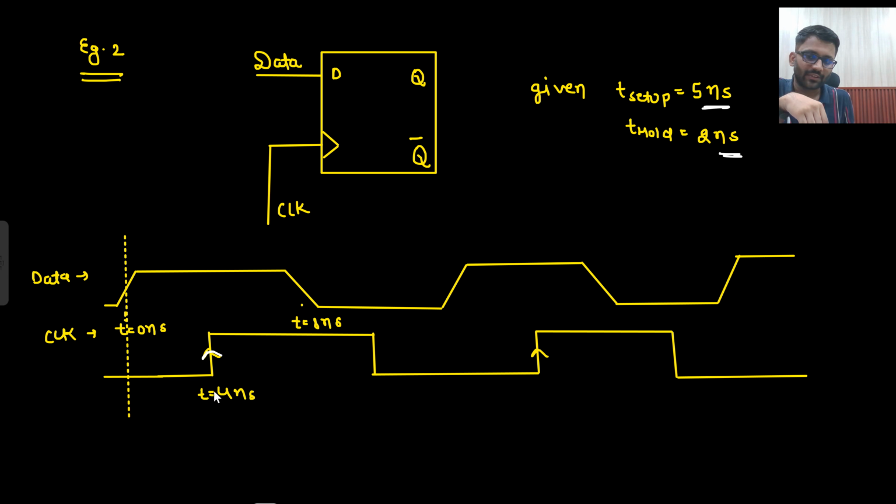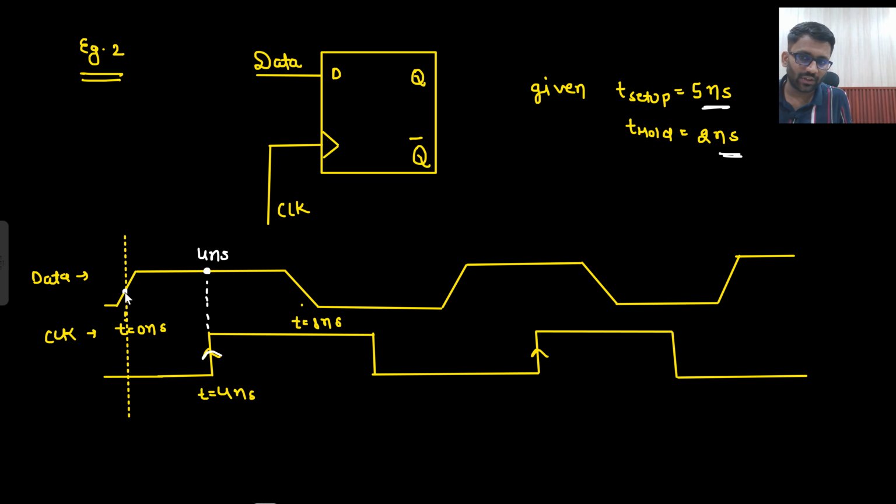Just as the positive edge arrives, what will it see? Here it will see that 1 should be sampled. But I will sample 1 only if it is stable for the previous 5 nanosecond, because setup time is 5 nanosecond. This time is 4 nanosecond. Where will the 5 nanosecond come? Previous 5 nanosecond.